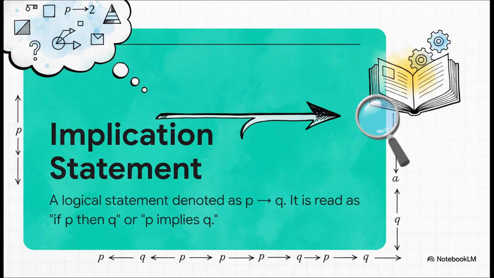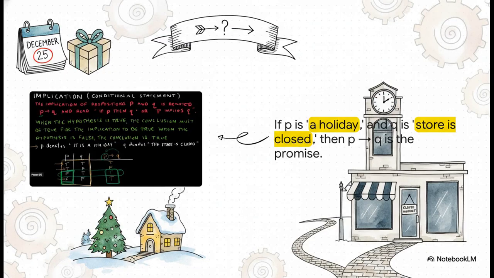But let's make it a little more real. Okay, check out this example. Let's say P stands for it is a holiday, and Q stands for the store is closed. So, P implies Q is basically making a promise. The promise is, if it is a holiday, then the store is closed. And you've got to remember that word, promise. It's the key to understanding everything else.